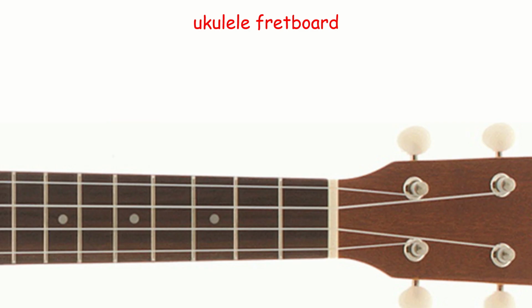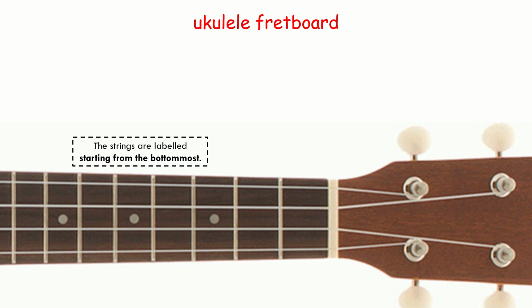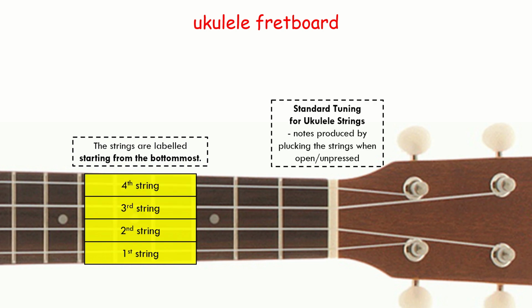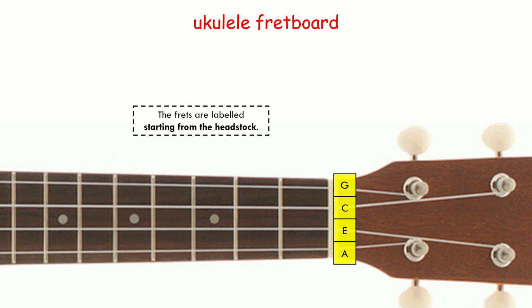Let's have a closer look at ukuleles first. The strings are labeled numerically starting from the bottommost string. The strings set up in standard ukulele tuning should produce the notes A, E, C, and a high G when plucked when open or unpressed. The frets are also labeled numerically, starting from the one nearest to the headstock. So we have here the 1st fret, 2nd fret, the 3rd, the 4th, and so on.